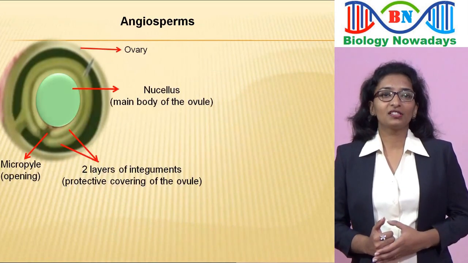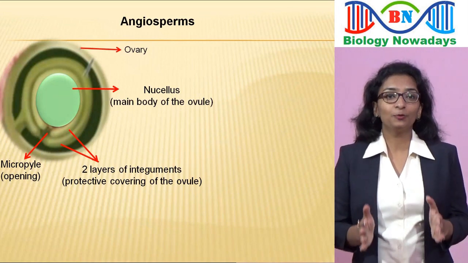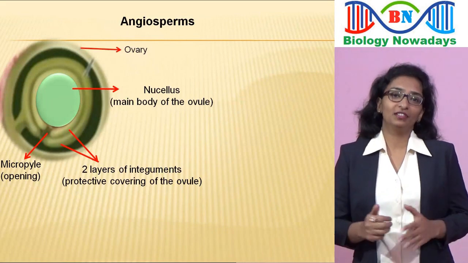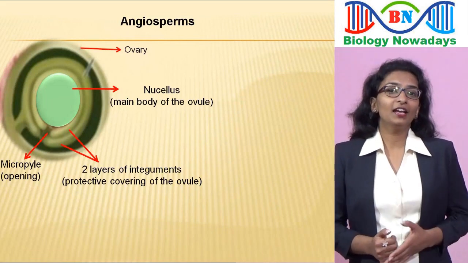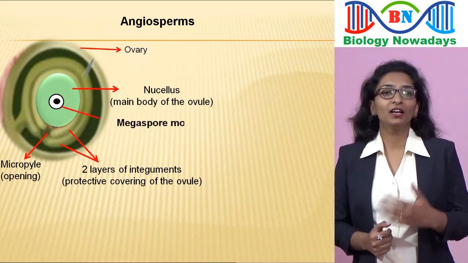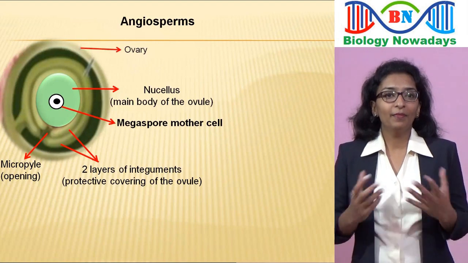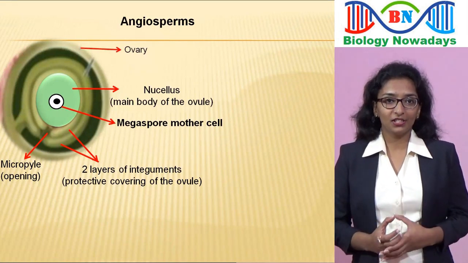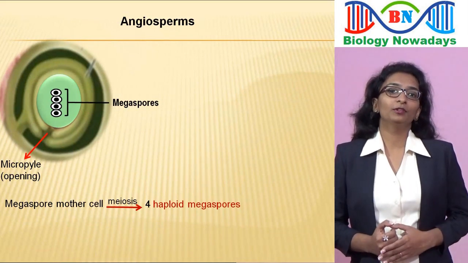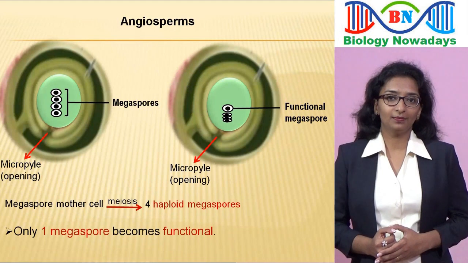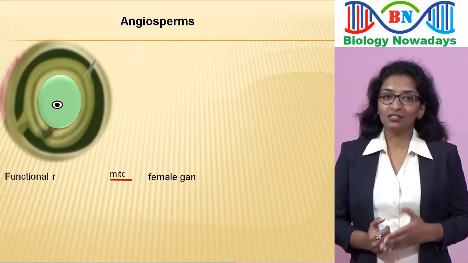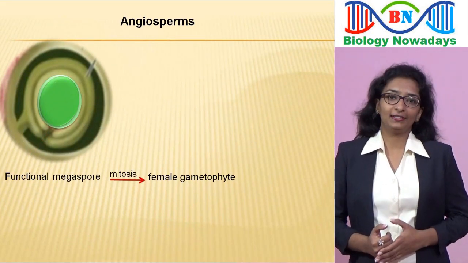If you have already watched the lecture on gymnosperms, you will find it easy to understand because it is somewhat similar to gymnosperms, but still there are some important differences. Like in the case of gymnosperms, one cell of the nucellus gets differentiated into a megaspore mother cell. The megaspore mother cell undergoes meiosis to form 4 haploid megaspores. Among the 4 haploid megaspores, only one becomes functional, others degenerate. The functional megaspore undergoes mitosis to form a female gametophyte.